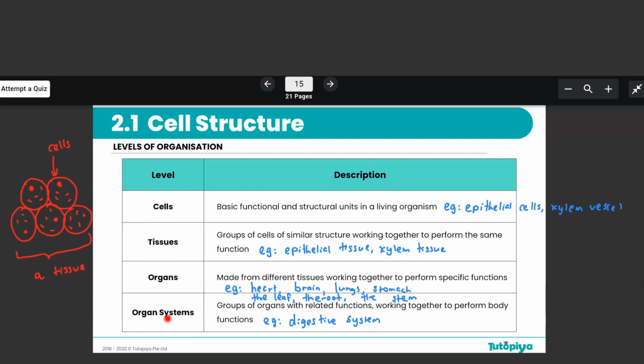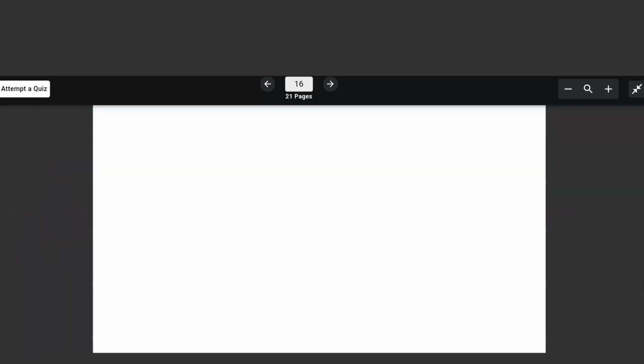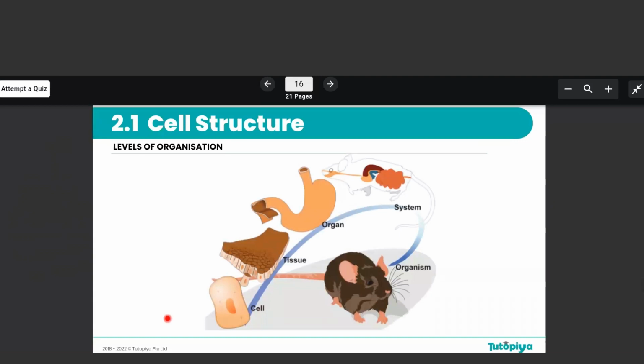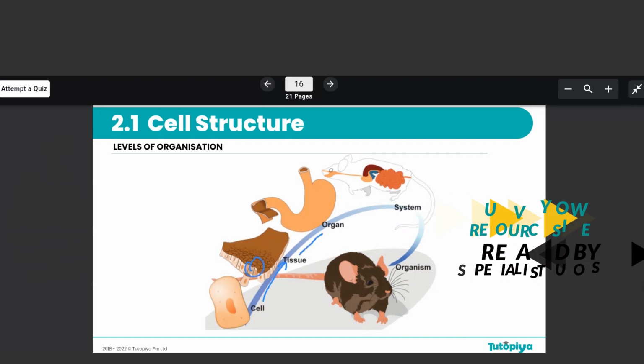So the next slide over here kind of sums up everything that we've just learned. For example, we are considering this multicellular organism over here. In this multicellular organism, let's start with the basic unit, the first level of organization, which is the cell. And we can see that many cells are grouping up together to form a tissue over here. And then many tissues are grouping together to form an organ.